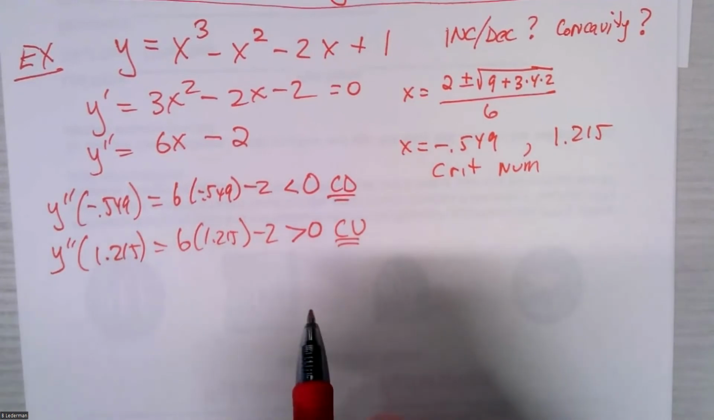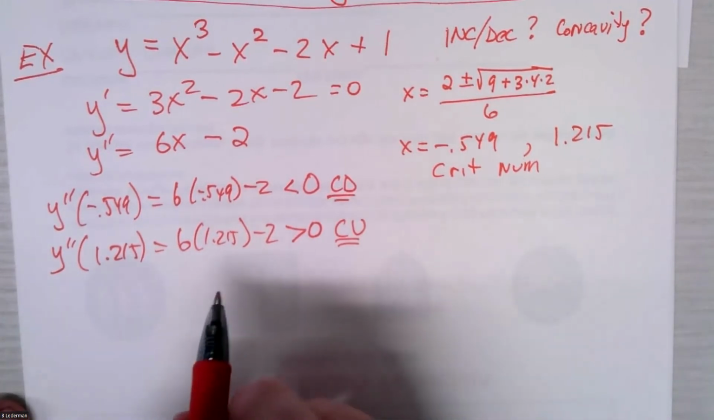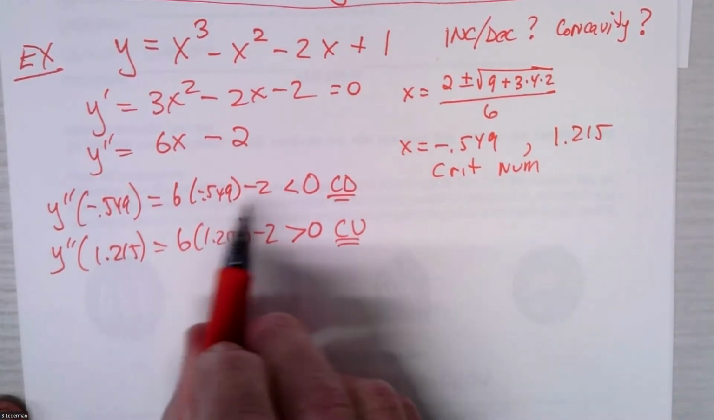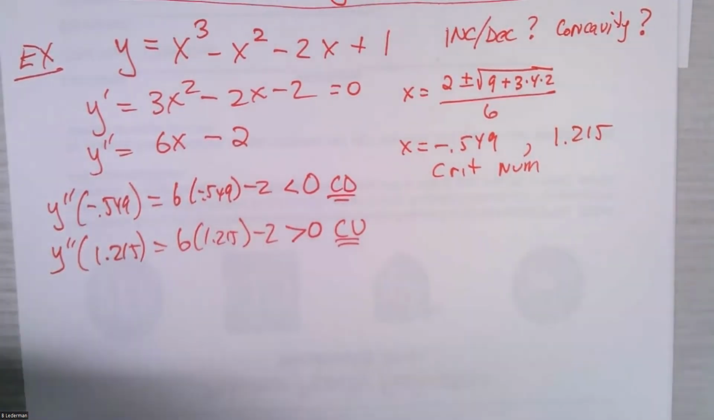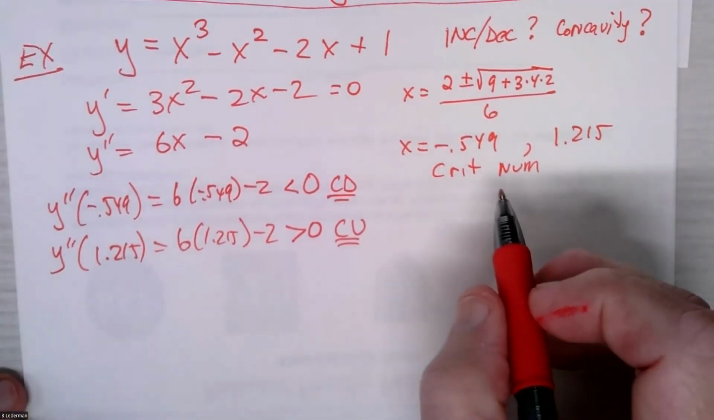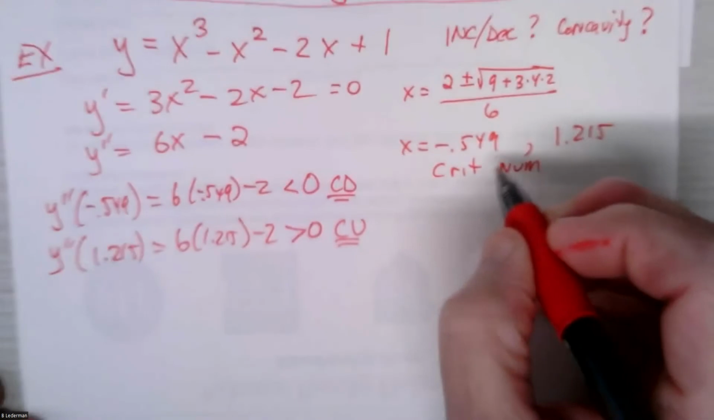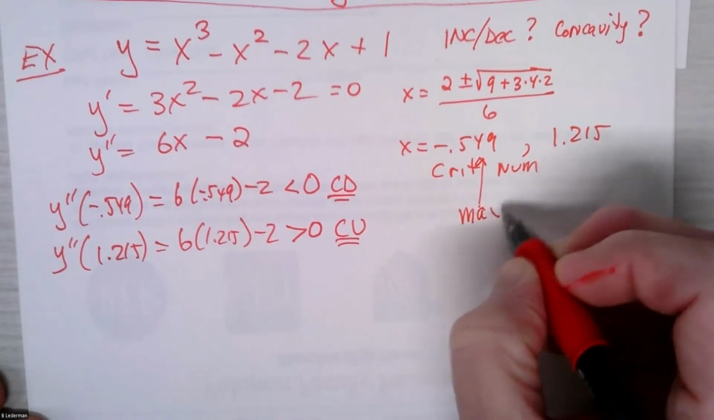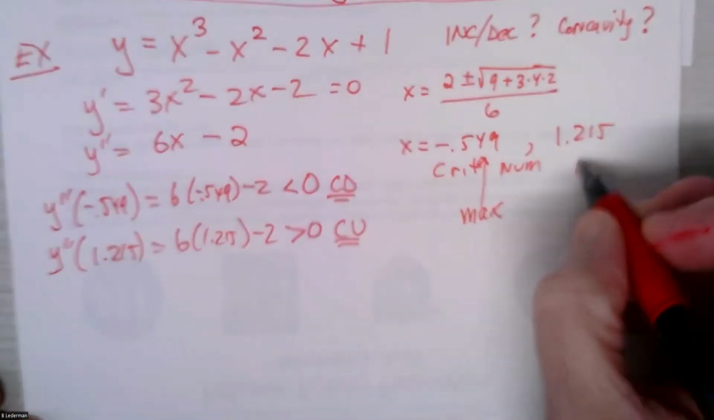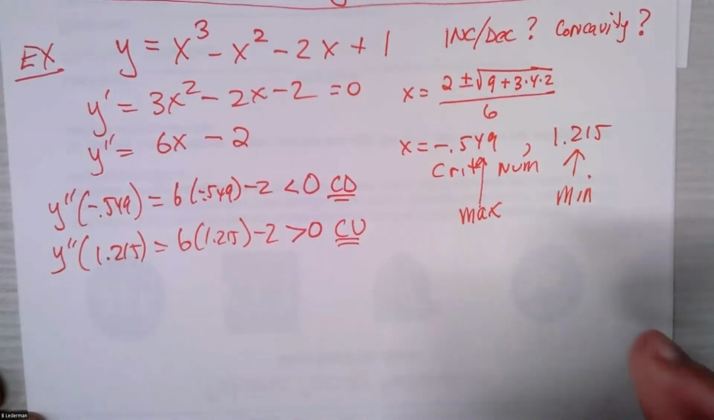And notice how delightfully lazy I am, in that once I see it's negative, I don't care about the actual value. It just matters that it's negative. Here I can see it's positive, so that's all I really care about. Anyway, since it's concave down, that means this here is a max, and this is concave up, so that guy right there is a min. Okay, that's beautiful.